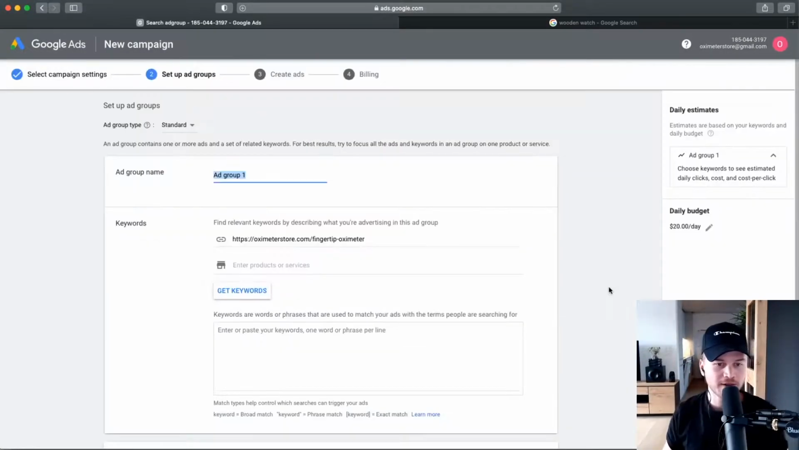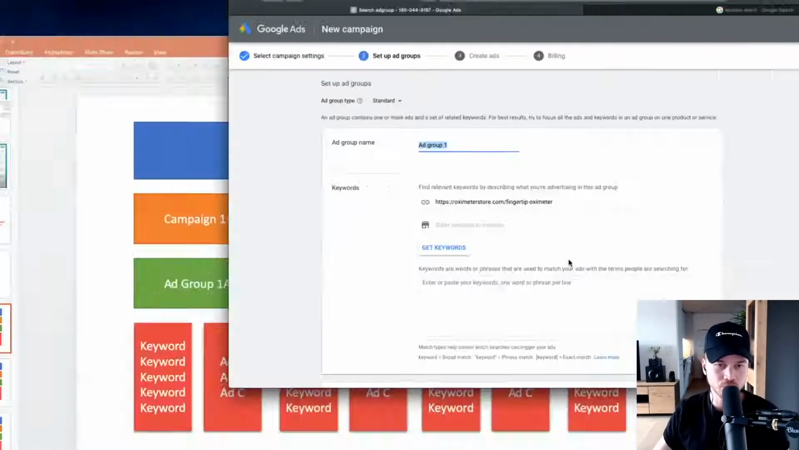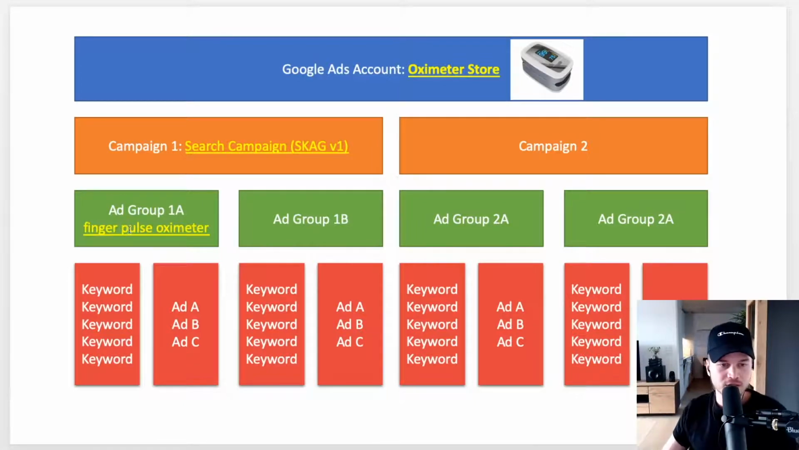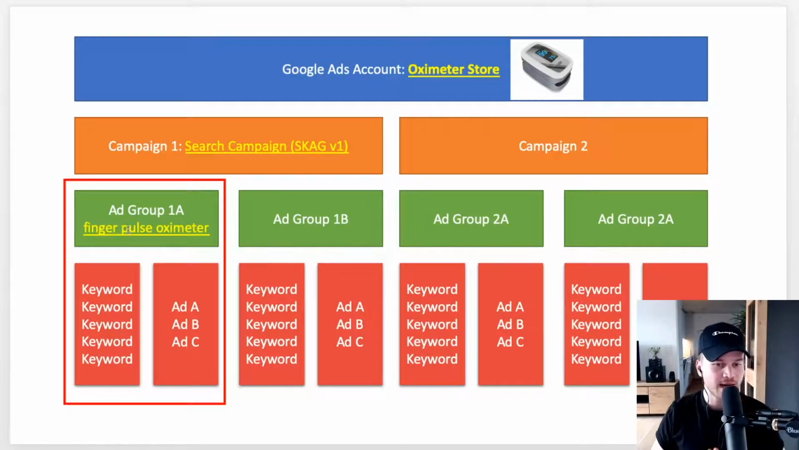Okay, so we have now just finished setting up our campaign settings, and now we are one layer deeper, which is ad groups. When we go back to our overview right here, we see that we have just set up our search campaign, single keyword ad groups version 1, and inside of that campaign we will set up our first ad group. Here is where we're going to use a strategy that will make sure we get the lowest cost per click and the best conversions.